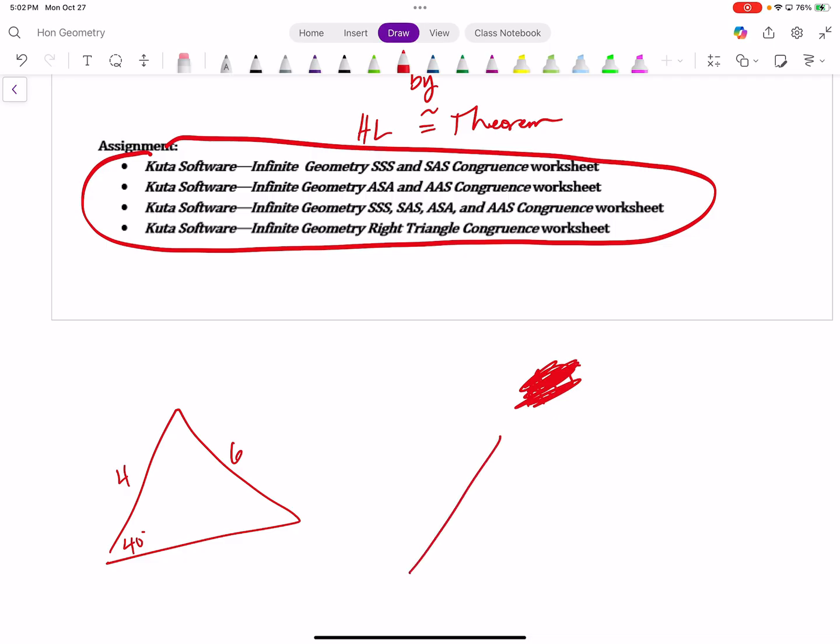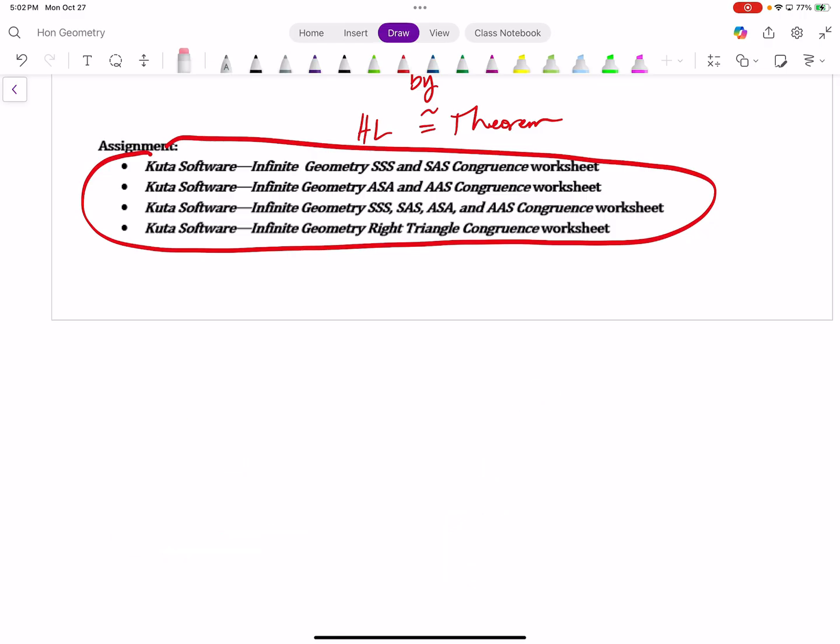And then you could have a 40-degree angle, and then a 4 and a 6. It doesn't have to, you could have an acute or an obtuse. So it's only these 5. These are the only 5 ways ever to prove that 2 triangles are congruent. So once you get this, you're good.